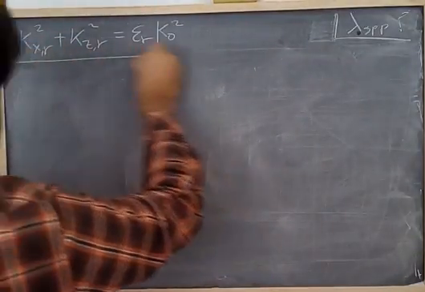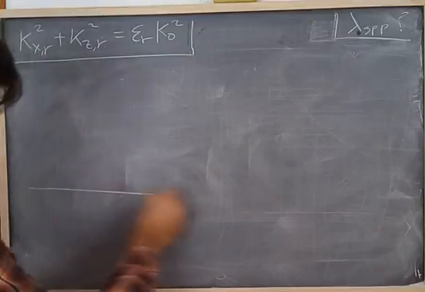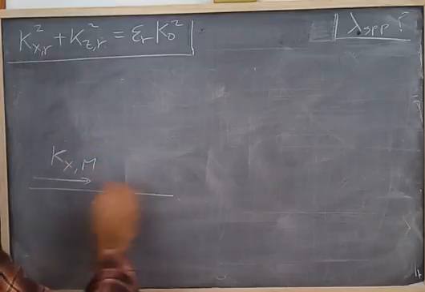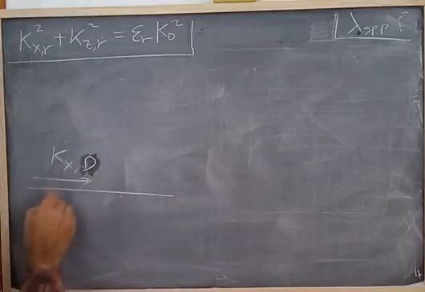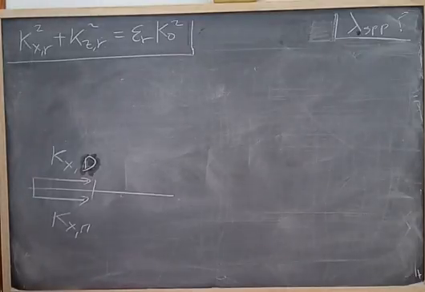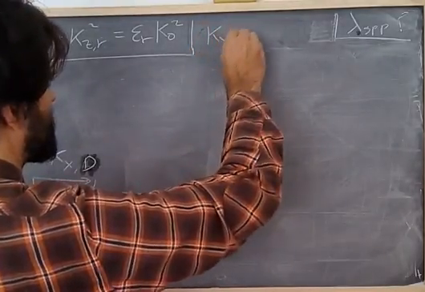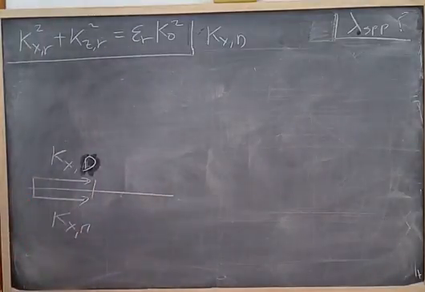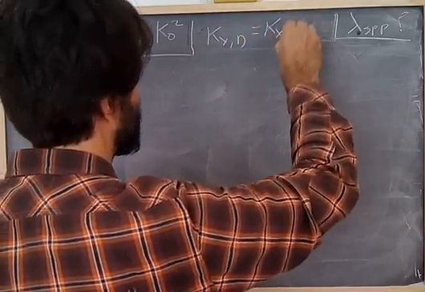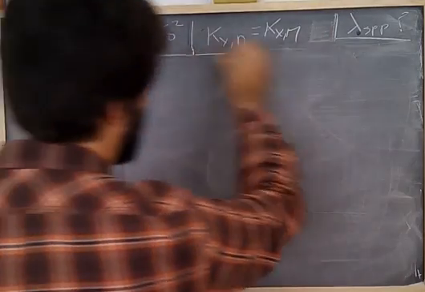There is something evident, quite easy to see. If I have an interface and this is kx in the dielectric and this vector is kx in the metal, this vector must be the same. So kx d must equal kx m, because they are tangential and they must be continuous along the interface, so they must have the same value.